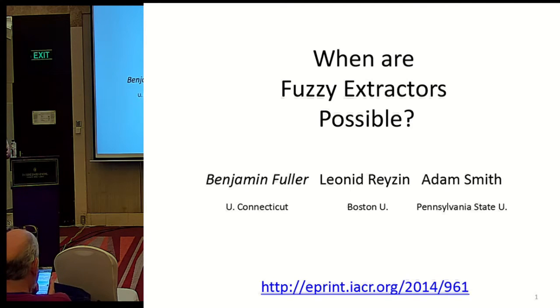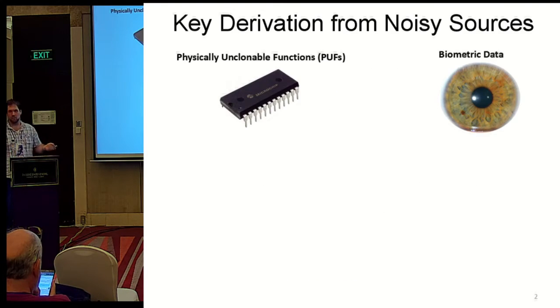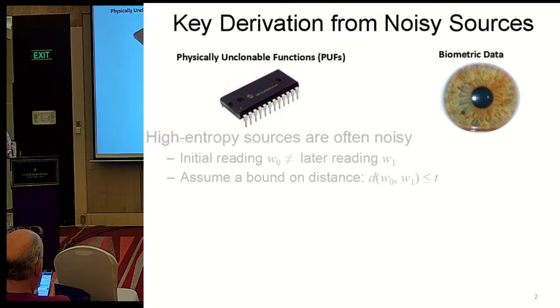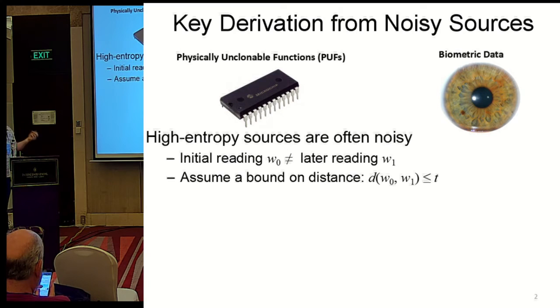So before I can tell you when fuzzy extractors are possible, I'll tell you a little bit about what they are. The goal of this talk is to understand when we can get key derivation from noisy sources. Noisy sources are things like physically unclonable functions and biometric data, so what we're considering is a class of sources of entropy that have noise in them.